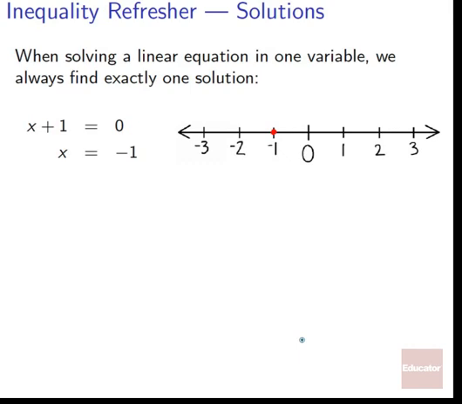For example, if we have x plus 1 equals 0, we subtract 1 on both sides and we get x equals negative 1. So on the number line, we'd see that the answer to this is when x is negative 1 on the number line.